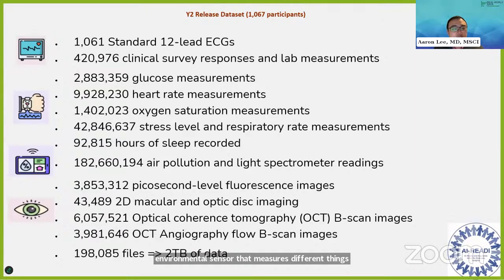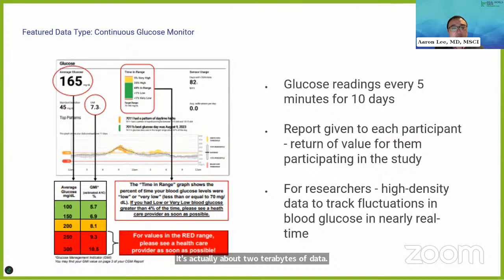So this is the release of our year 2 data. This was released last Friday. Earlier this year, we released our pilot data that had only about 200 some participants. But now we're up to 1,000, and we released this data set last Friday. It's actually about 2 terabytes of data that you can download to your computers to do research.